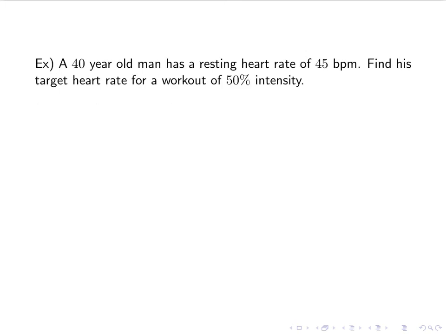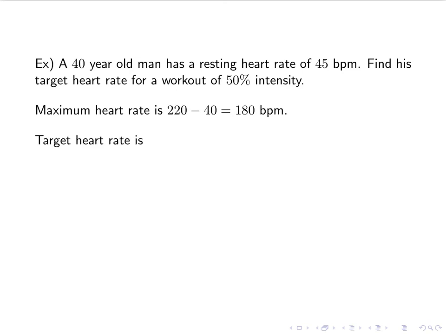A 40-year-old man has a resting heart rate of 45 beats per minute. Find his target heart rate for a workout of 50% intensity. So his maximum heart rate, 220 minus 40, is 180. His target heart rate, maximum minus resting, times intensity, plus resting. And we should be getting 112.5 beats per minute.